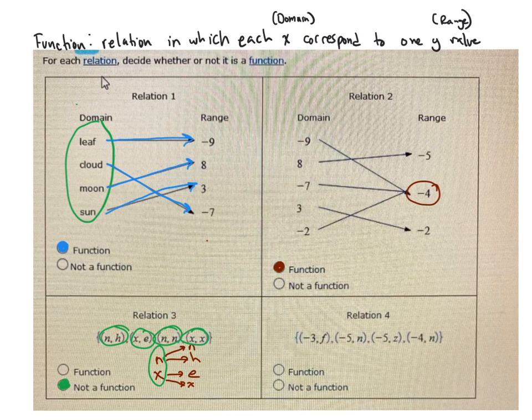So over here, I can see that I have the same kind of idea. I see I have two of the same x values. The other two are unique, so that's fine. So in this one, it has -5 going to n and -5 going to z. So that's going to make this not a function because each x has to go to only one y.